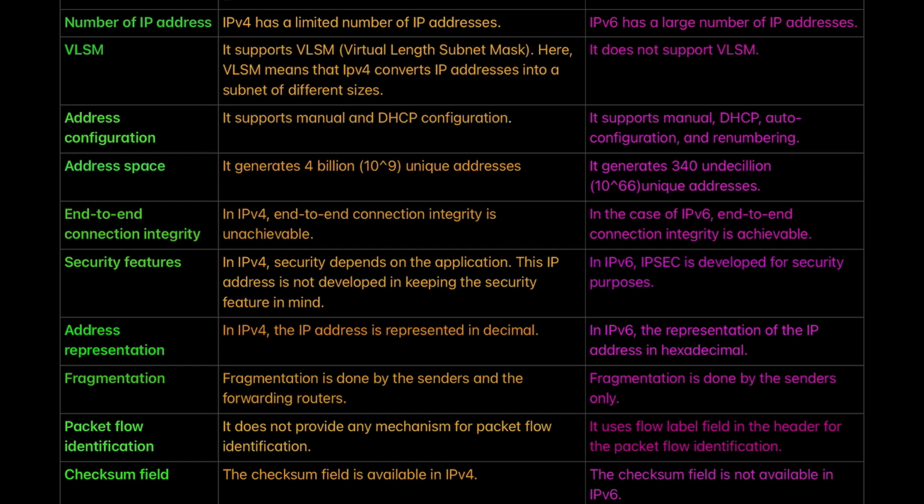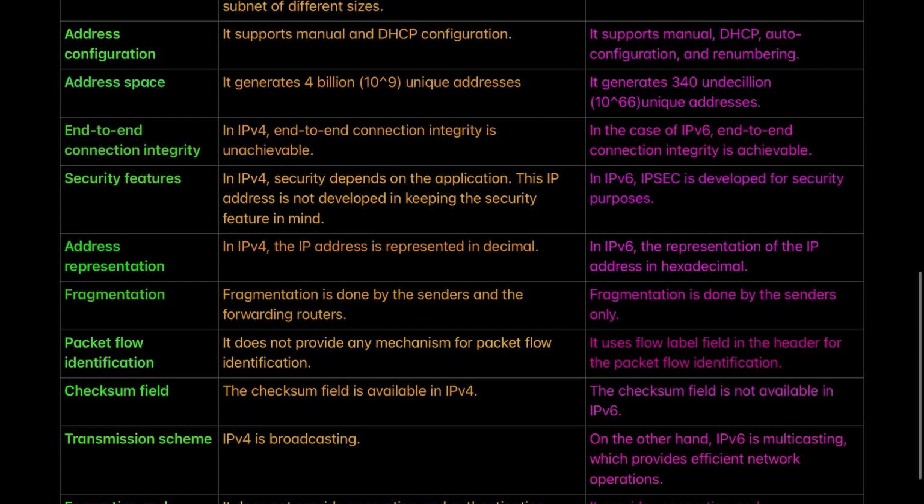Security features. In IPv4, security depends on the application. This IP address was not developed keeping security features in mind. So whichever device uses an IPv4 address, that device should have security features. That means an IPv4 address can't secure itself. In IPv6, IPsec is developed for security purposes. That means with an IPv6 address, IPsec is provided for security.